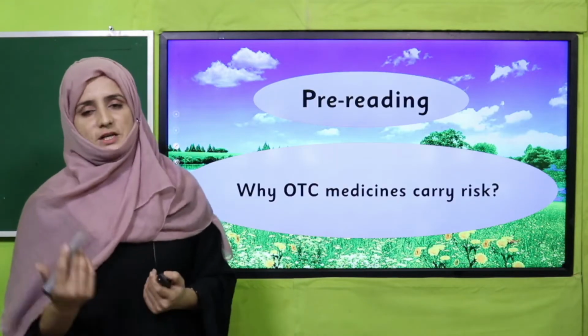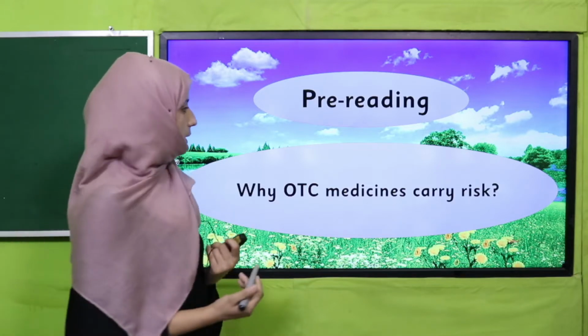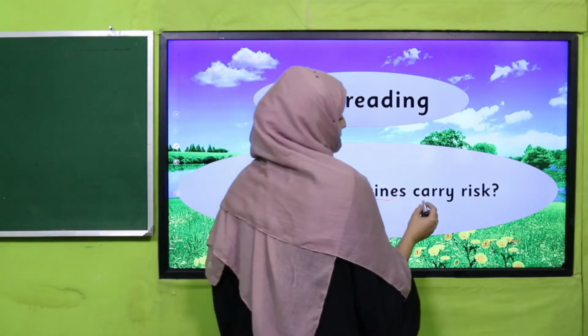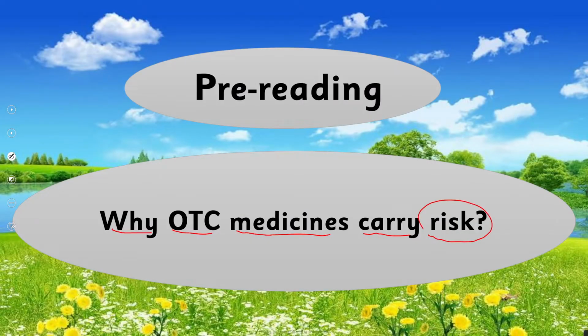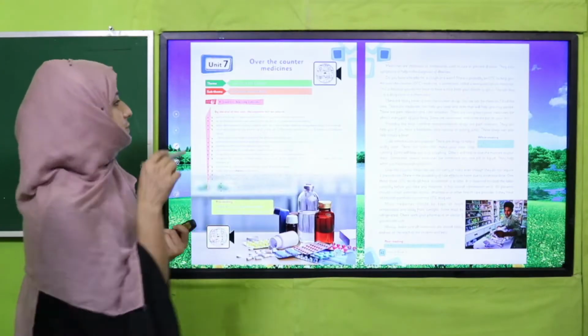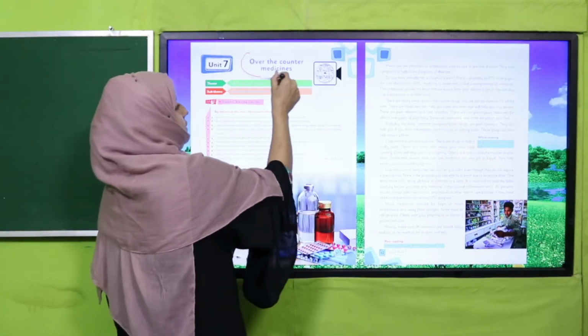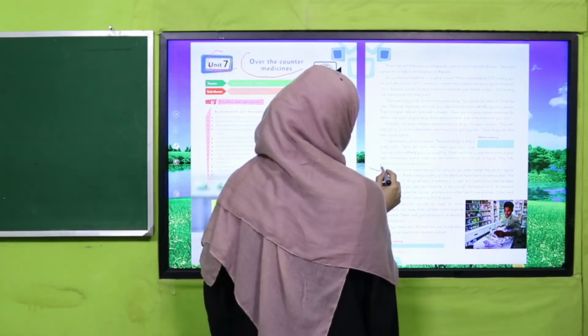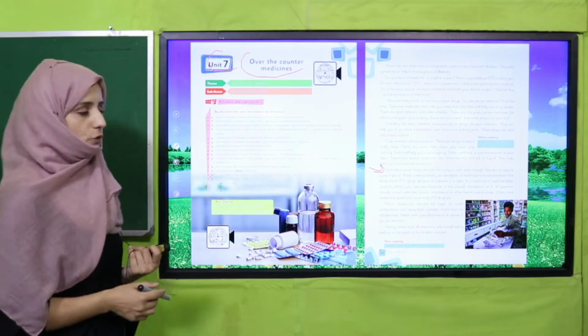Let's refresh our previous knowledge, what we have learned in the previous lecture: why do OTC medicines carry risk? Pause the video and respond to your teacher about this question and then come back. I hope you have done it. So we are going to start our lecture, unit 7, over-the-counter medicine, and the rest of the text we are going to start.